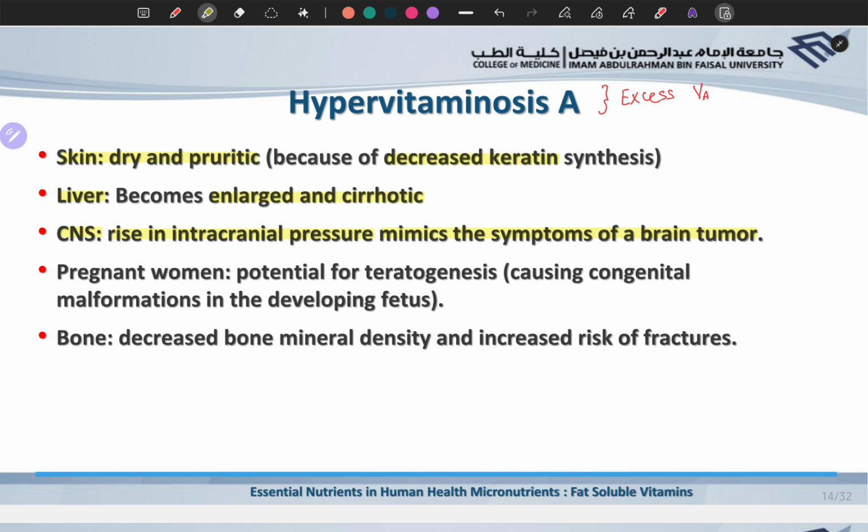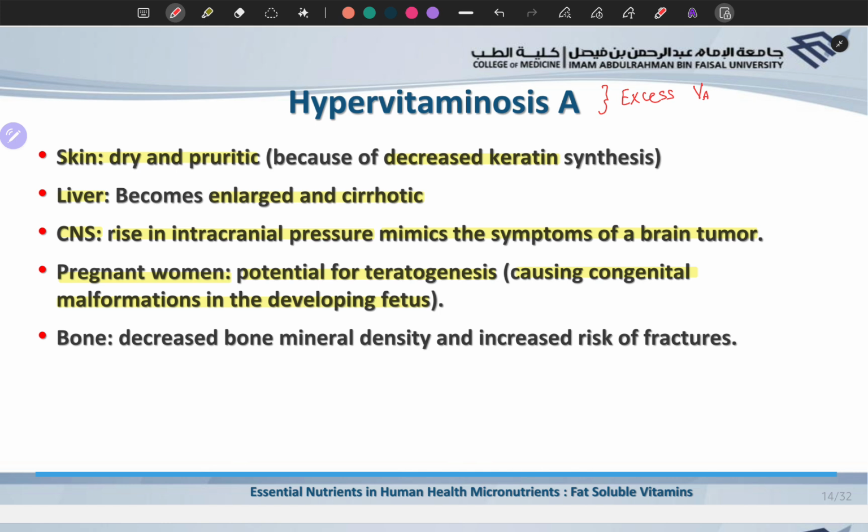Now, vitamin A is to be given with caution in pregnancy because it has a potential for teratogenesis, causing congenital malformation of the developing fetus. So it needs to be given with caution to females. One form of vitamin A which is given for the treatment of severe acne, if given to a female, a written consent is required that during treatment they should not get pregnant, and even after stoppage of treatment, that is 6 months, pregnancy should not occur.